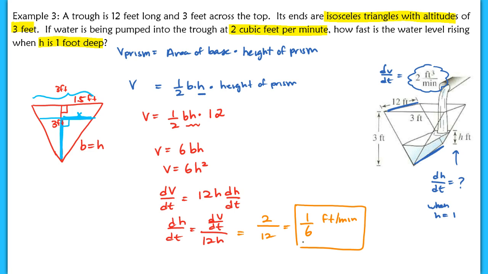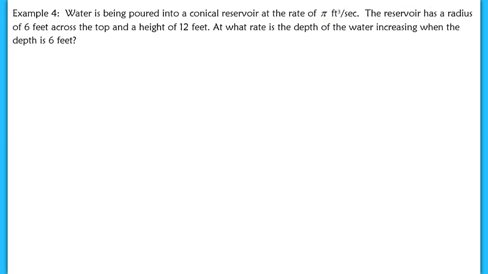So when your water is 1 foot deep, the water is rising at a rate of 1/6 of a foot per minute. All right, in our last example, it says that water is being poured into a conical reservoir at the rate of pi cubic feet per second. Now the reservoir has a radius of 6 feet across the top and a height of 12 feet. At what rate is the depth of the water increasing when the depth is 6 feet?